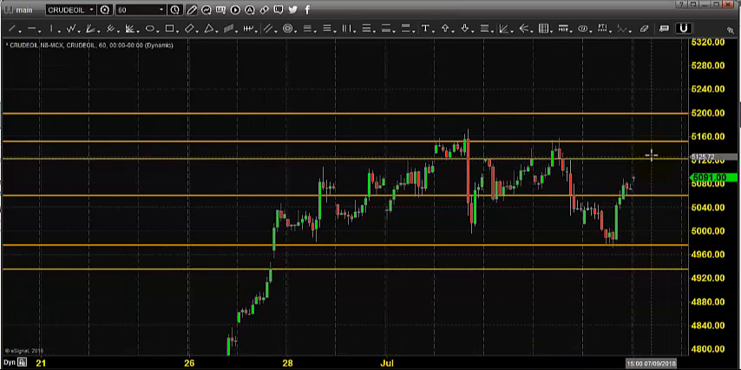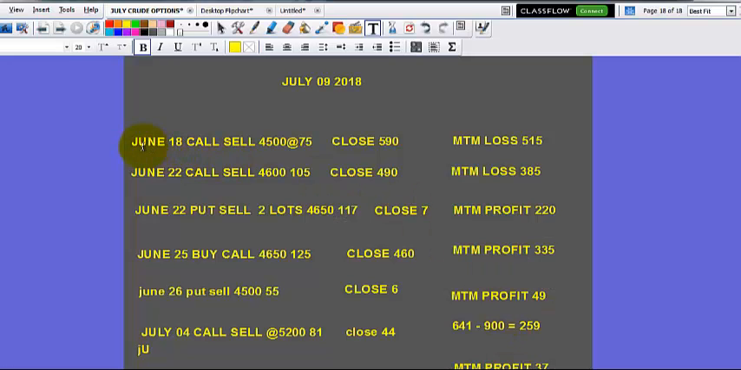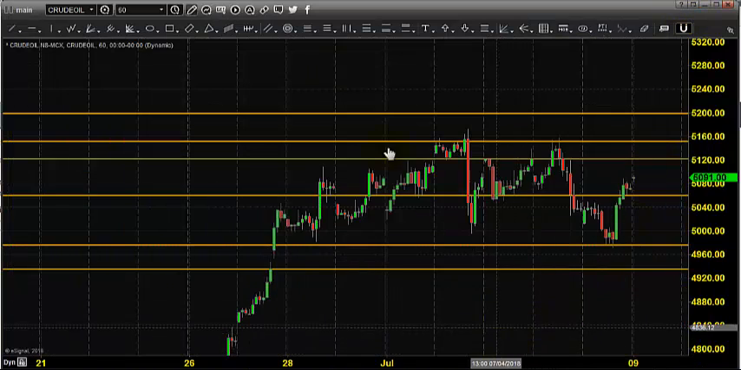If the price is moving above 5130, and we want to give a buffer for this resistance also, we can close this call sell 4500, which will be in a deep loss. We need to close this position and we need to take some risk.